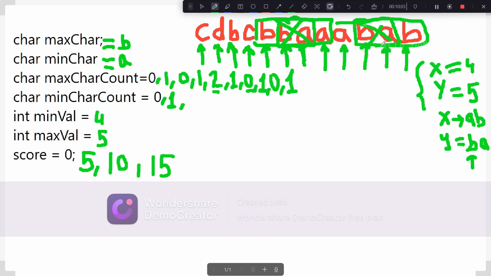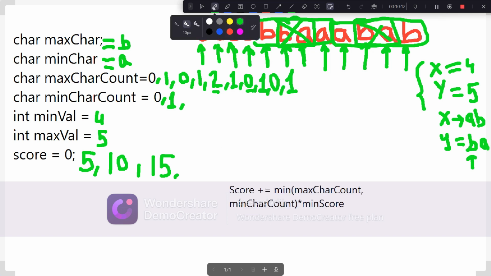Now, to calculate this AB, we have one formula. I'll tell you why that formula is there. Once we are done with the max care count, we have to look at the max care count and min care count and take the minimum of them. Then we multiply that by min score. I will tell you why. This is not a formula which I am randomly using.